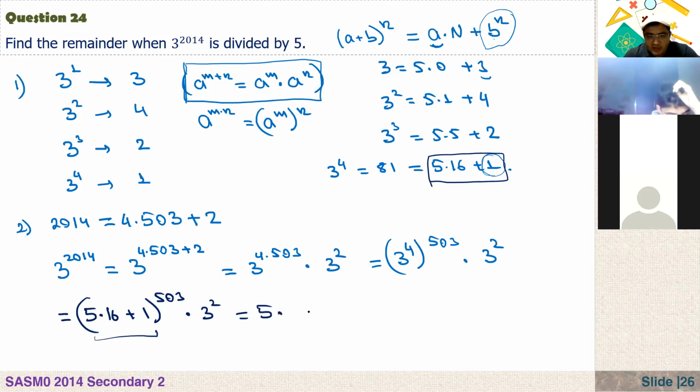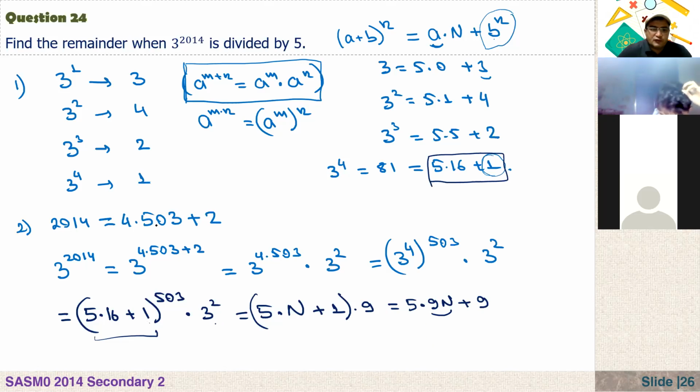So what is it? I have here 5 times some number. I don't need the quotient actually. What number is it? But I'm sure that it's a whole number. And plus, I have here 1 to the power of 503, right? So 1 to the power of 503 is just equal to 1. But still, outside, I have 3 squared. That is 9. So now if I remove the brackets here, I have 5 times 9n, right? 9n, plus 9.